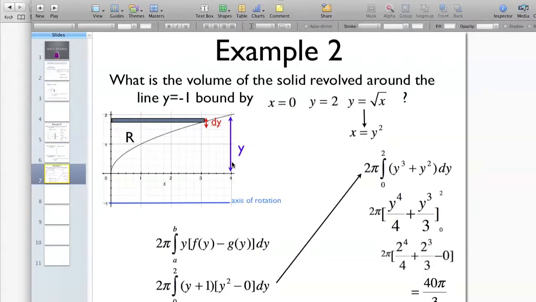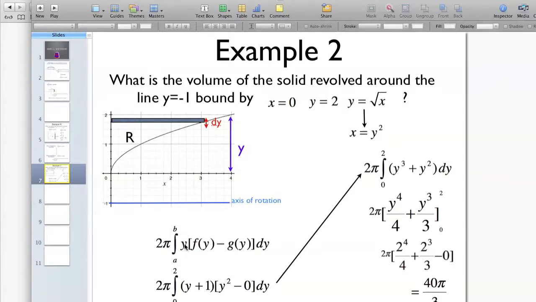So here's example 2. What is the volume of a solid revolved around the line y equals -1, bound by x equals 0, y equals 2, and y equals root x? We want to start by drawing the diagram. And what you'll notice is that the axis of rotation is now horizontal, which means that our rectangle is also horizontal, and we'll need to use the equation that involves y instead of x. But it's essentially the same concept, so the process would be similar.